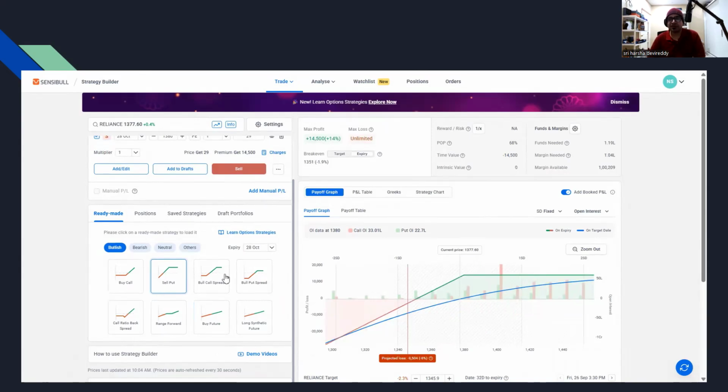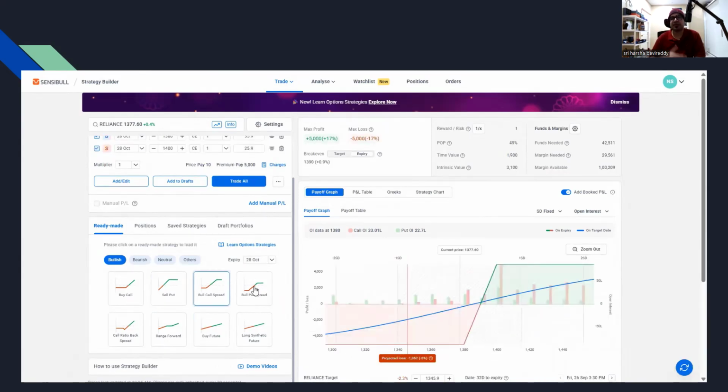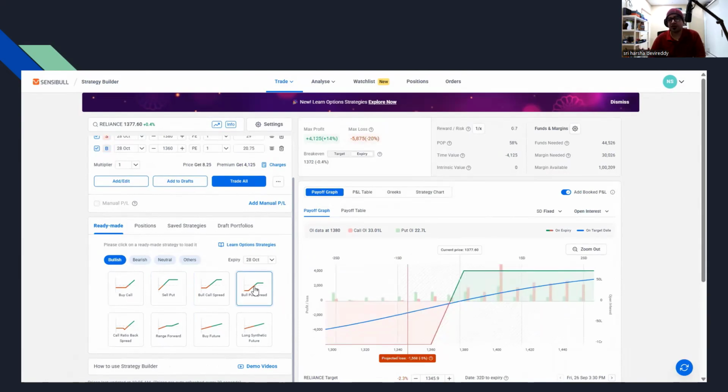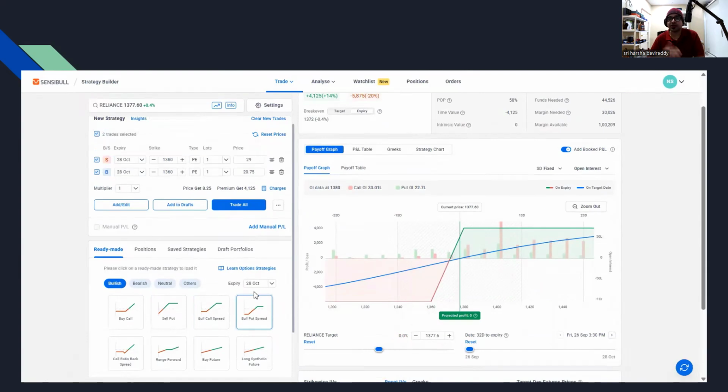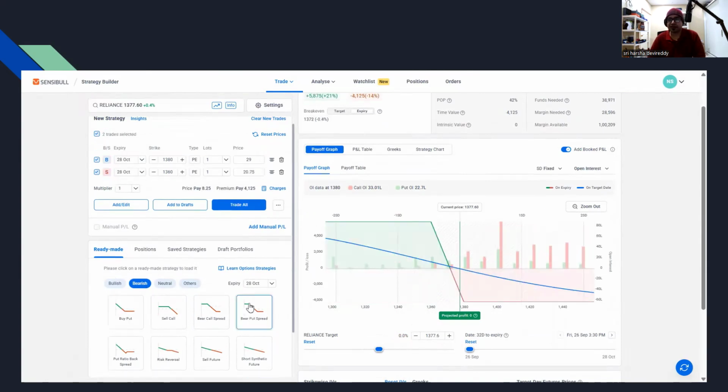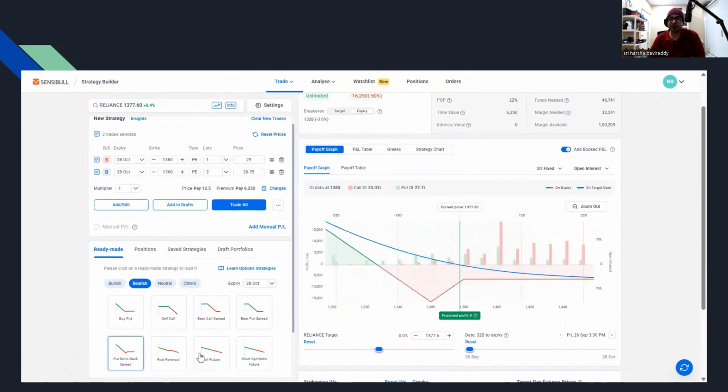So it will tell you this is bullish. Bullish means that you feel like the market will rise. So all of these are bullish strategies. There are bearish strategies. There are neutral strategies. Neutral are non-directional. Okay, so these are the bearish strategies that I'm showing now. So buying a put, you feel the stock market will fall, so you're buying a put. This is a bear put spread.